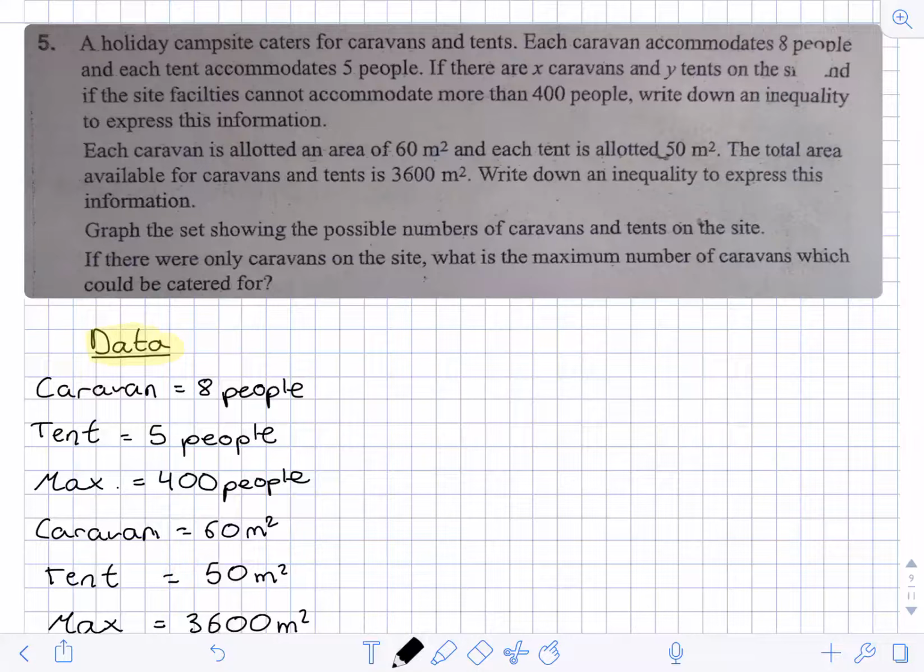Okay, so we have the following problem. A holiday campsite caters for caravans and tents. Each caravan accommodates 8 people, okay? And then each tent accommodates 5 people. There's X caravans and there's Y tents, okay?